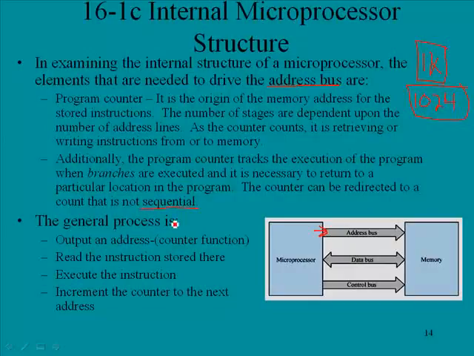Okay, the general process is output an address. It starts with an address on the address bus, and this is a function of the counter. Read the instructions stored there. So the microprocessor reads that instruction, then it executes the instruction. Then increment the counter to the next address. And so the counter, in a methodical way, retrieves addresses and feeds them to the processor for instruction.